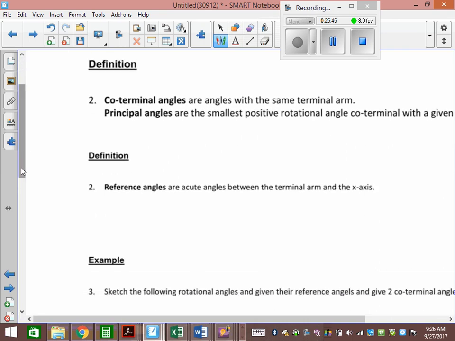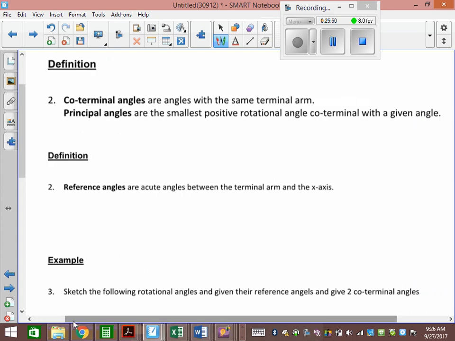Then we do coterminal, principal, and reference angles. Okay? Coterminal angles are angles with the same arm. Principal angles are the smallest positive rotational angle coterminal with a given angle. So principal angles are usually your angle between 0 and 360. Coterminal we'll explain when we get to them. And then reference angles are the acute angles between the terminal arm and the x-axis.